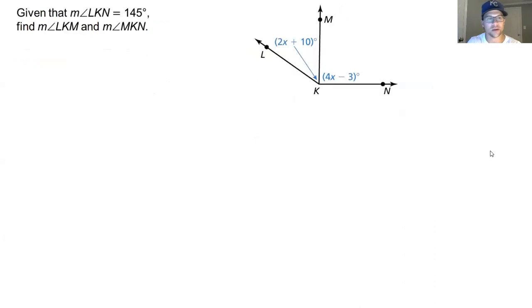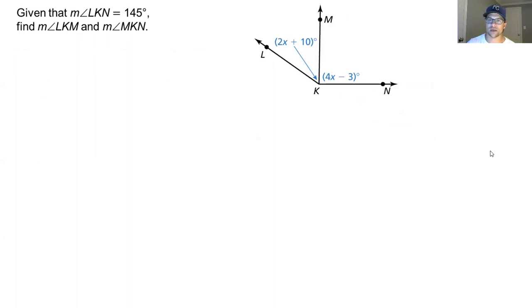All right, so some angle pairs. Given that the measure of angle LKN is 145 degrees, find the measure of angle LKM and the measure of angle MKN. That crooked little L after your lowercase m is the symbol for angle. So angle LKN is 145. What is LKM and MKN?